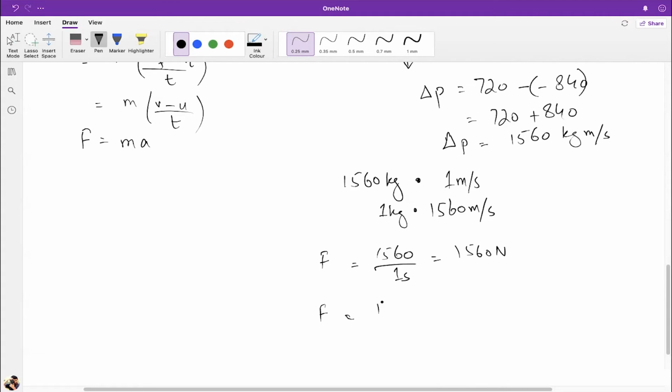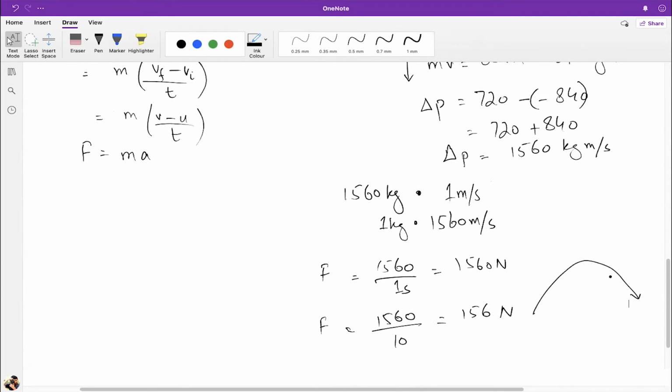But give it 30 seconds, or 30 is too much, give it 10 seconds just. So it is 156 newtons, which is still bearable. So that longer detour that you take, it actually saves your life when you're playing football. So that is the change in momentum.